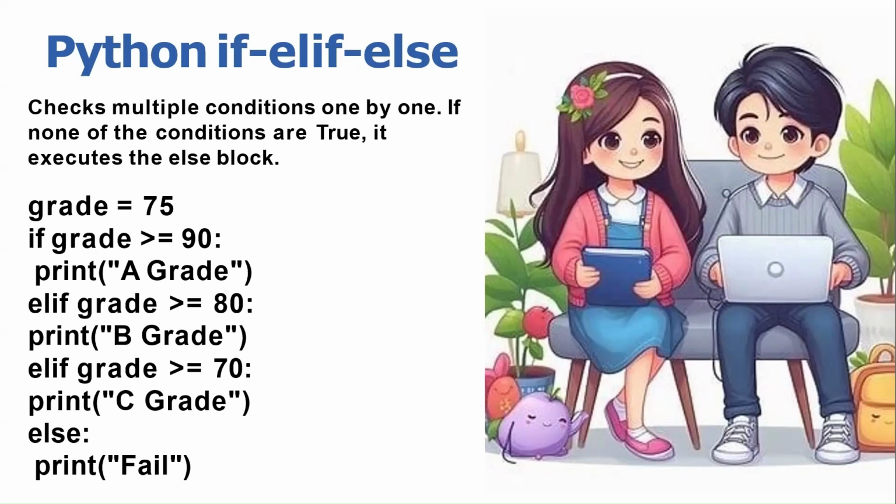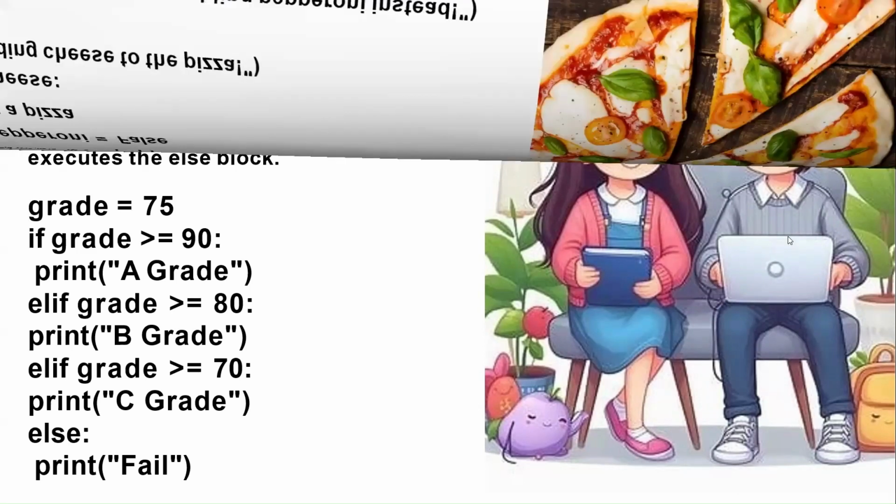Since grade is 75, it falls into the third condition, if grade greater than or equal to 70, so the output will be C grade. It will not go into the else part because the third condition itself comes true. So it will print the output C grade. So I hope you have an idea of how if-elif-else works in Python.